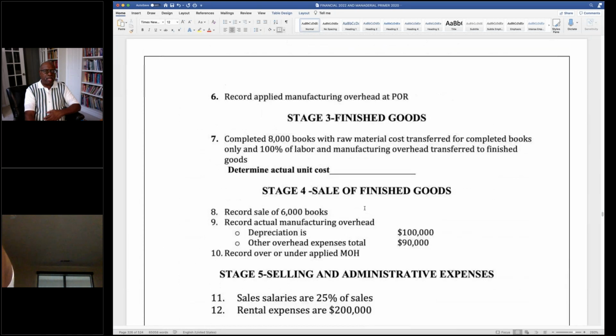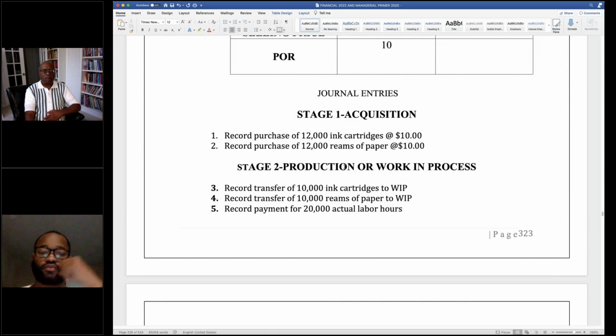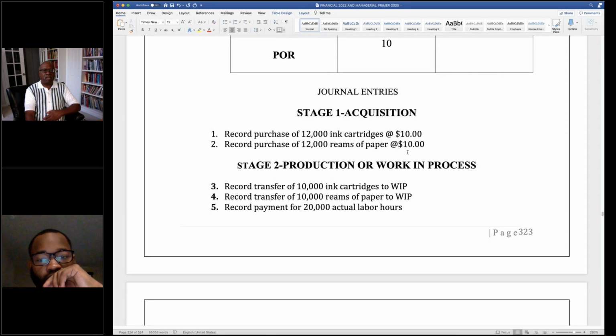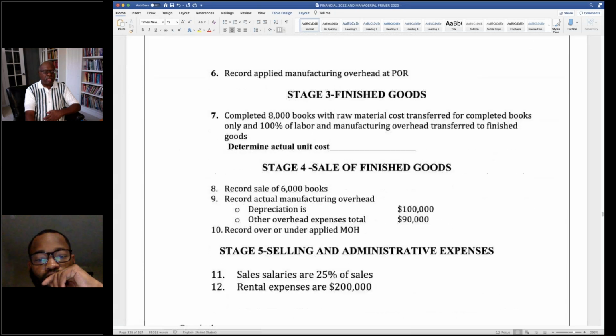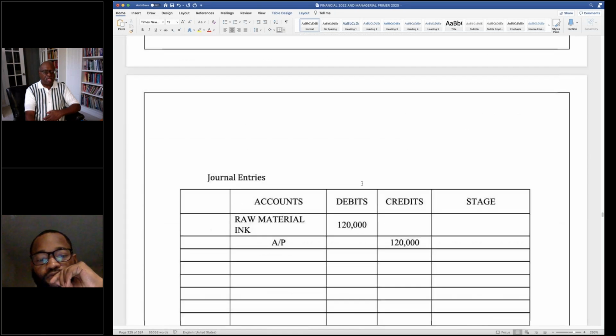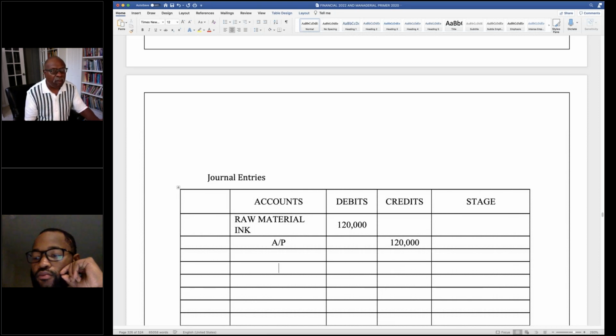Then we went up here and we bought some paper. 12,000 reams of paper at $10 again. So we're going to debit what? Raw materials paper, and credit accounts payable.